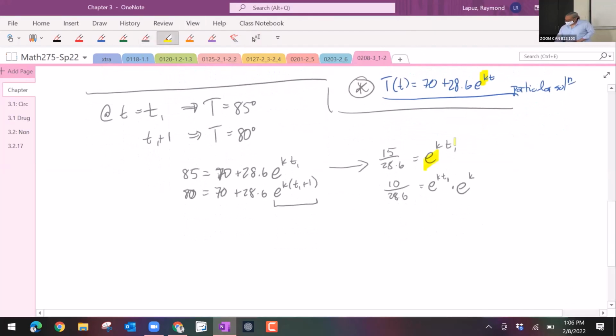So I think my idea is to use a substitution between these two. I'll put this value in for e to the kt1, and I will get 10 divided by 28.6 is equal to 15 divided by 28.6 times e to the k. So I can subtract or divide out, multiply by the reciprocal or whatever you want to do. I think I'm going to get 10 over 15, or 2/3.